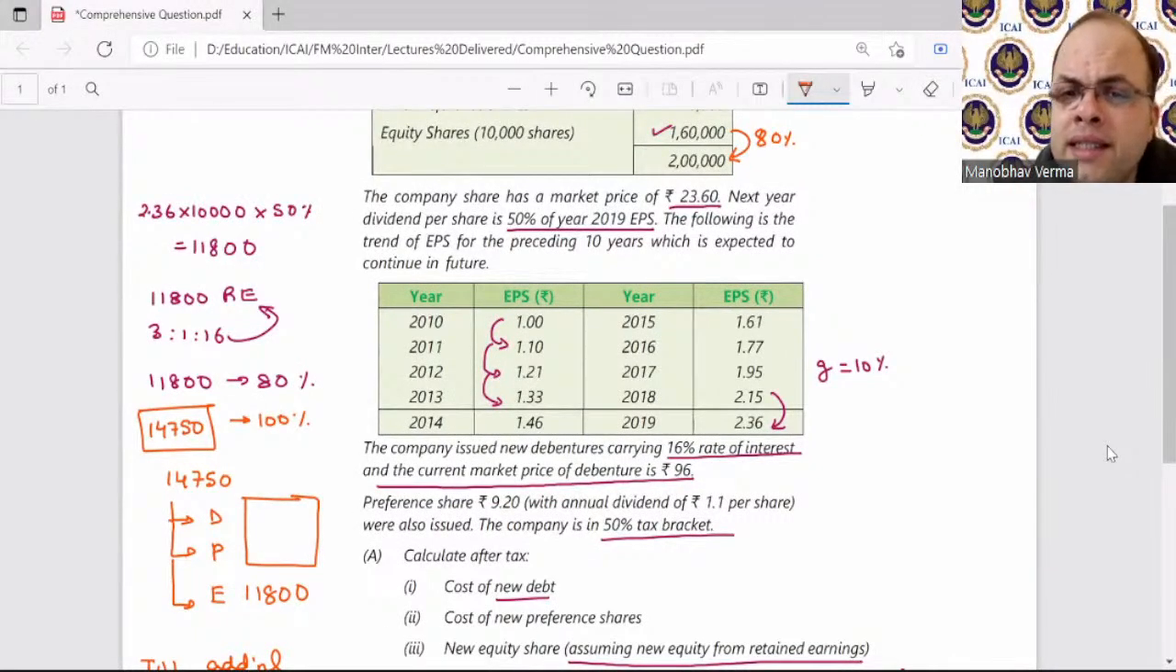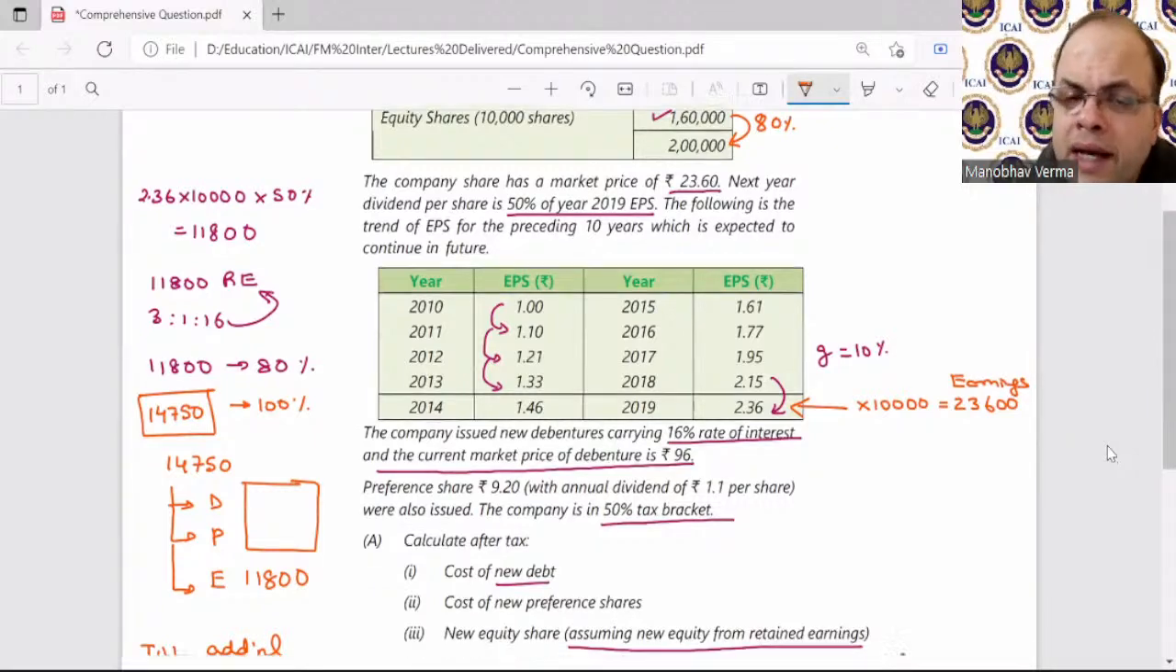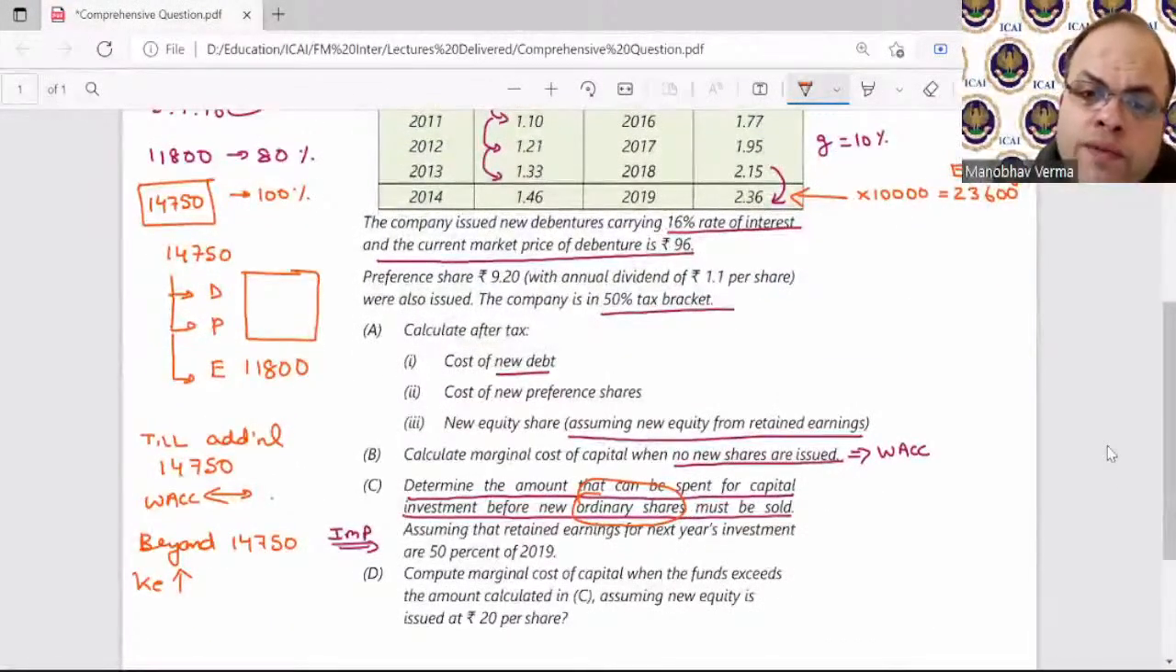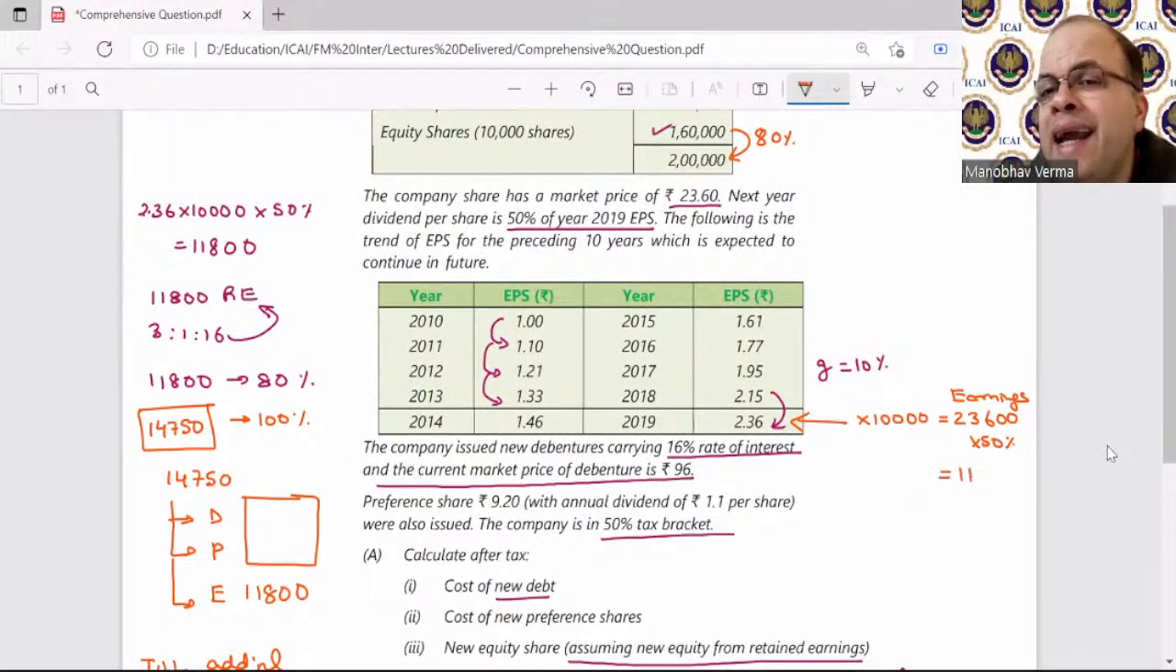Charu, 2.36 is the earning per share given to me. That multiplied by 10,000 shares means my total earnings, my total profit, is 23,600. And they're saying that 50% of the next year's investment will again be from retained earnings. So that into 50% is giving me 11,800.